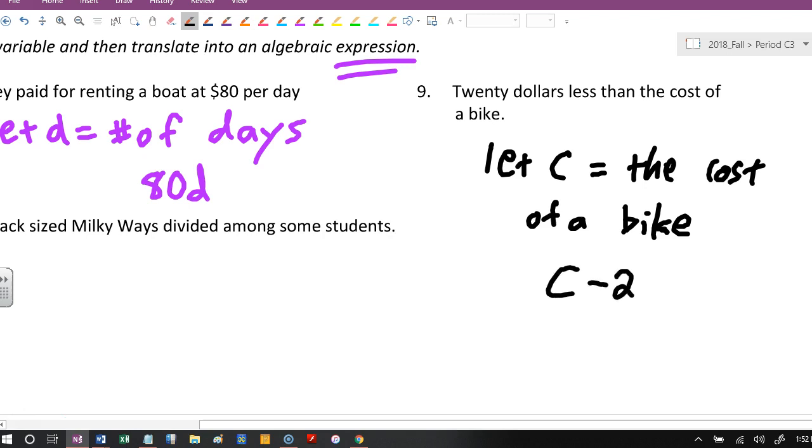C minus 20. What if she put 20 minus C? Then it's not correct. Why? Who can tell me why with math knowledge here? Jackson. Subtraction, for example, 5 minus 3 would equal 2, but 3 minus 5 would equal negative 2. What you're saying is correct, but I want you to say it a little more mathy. It is because subtraction is not commutative. That's right. The operation of subtraction is not commutative!